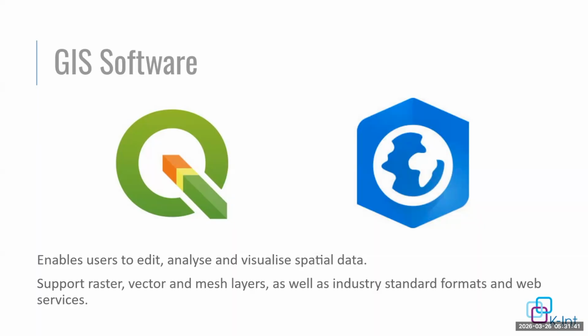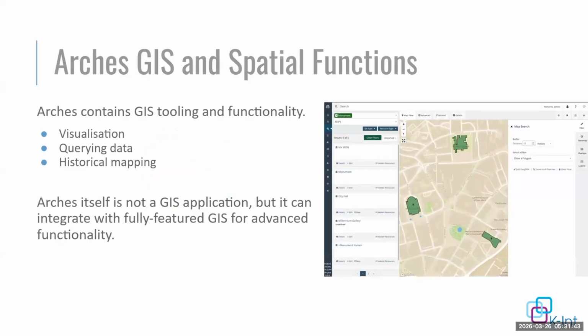But you might be thinking, well, hold on, that first slide said that Arches has GIS and spatial functionality, so why might we need a GIS? Well, Arches does contain GIS tooling and all the core functionality that you might need. And for some organizations, this is fine. You don't need a GIS. You don't even need to worry about it because Arches contains everything that you need it to.